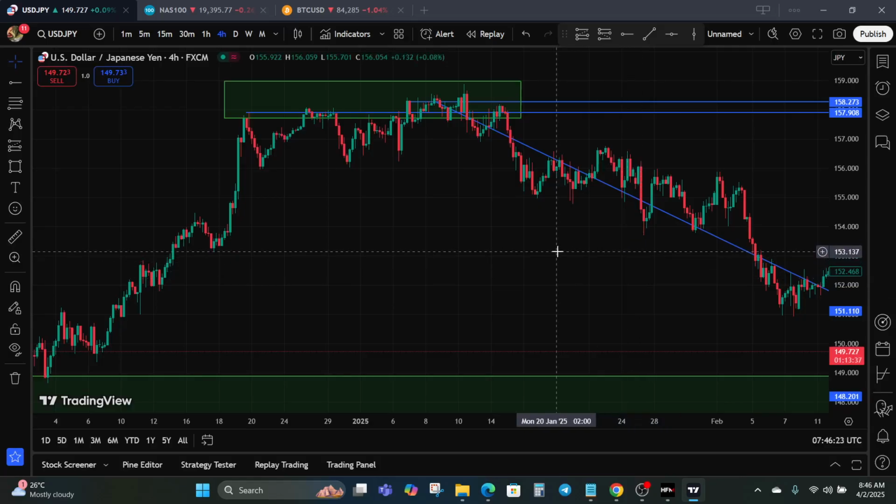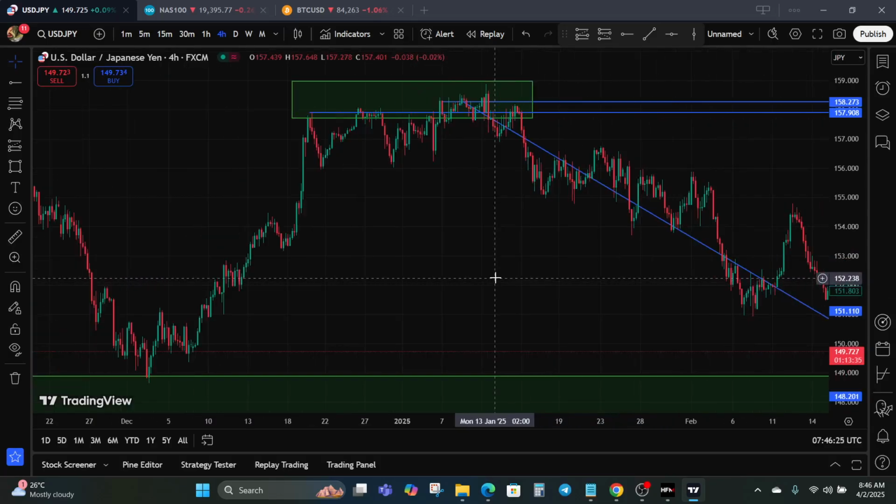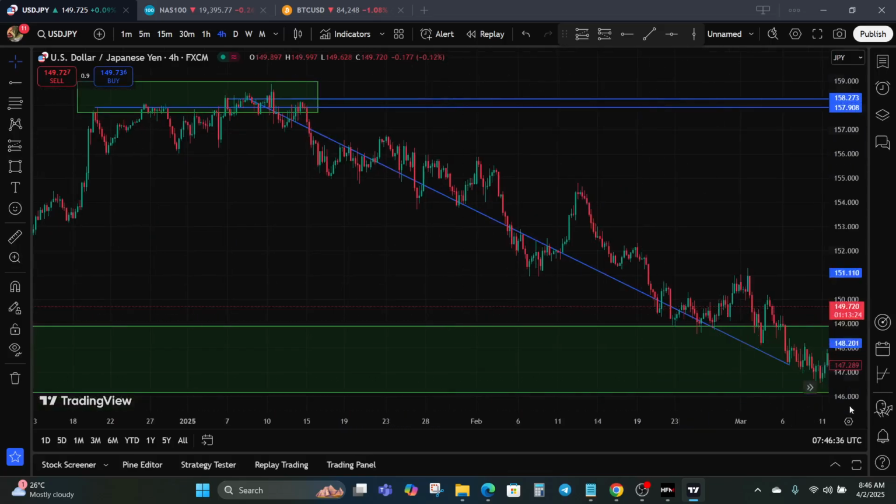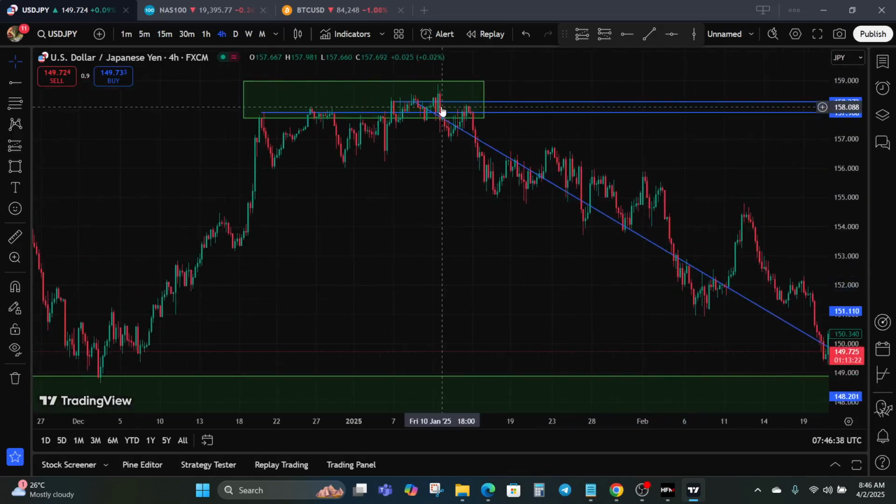Then the fourth step is to confirm with market structure. All right, if price reacts to a liquidity zone and forms a higher high or lower low, higher high in the case of upward movement, right? Lower low in the case of downward movement. So if price forms a higher high or lower low, it signals institutional involvement. So always look for strong confirmations like order blocks, fair value gaps, or displacement before entering a trade.